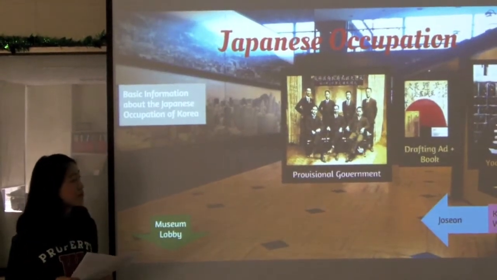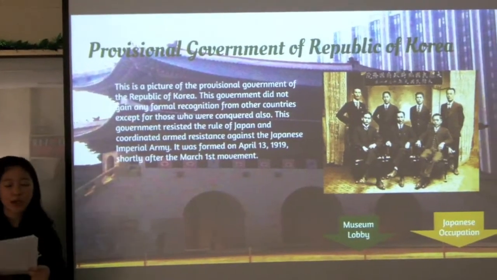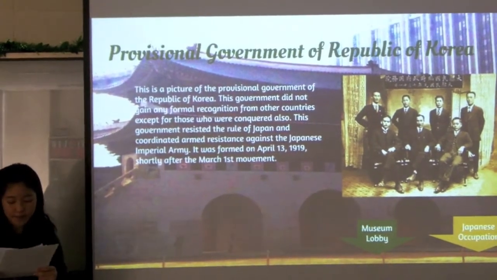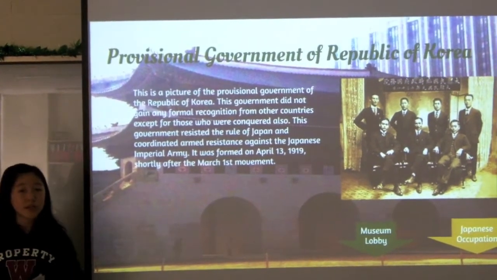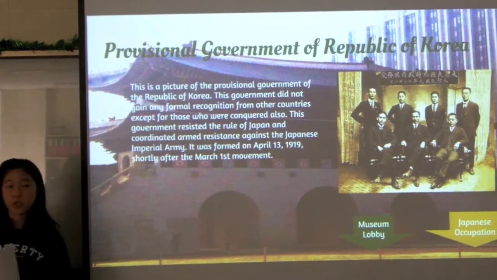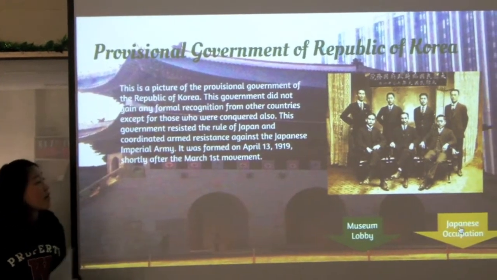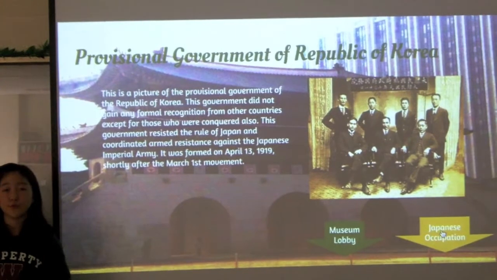And also the provisional government is like an emergency government for Korea that was happening during the Japanese occupation. They actually fought for independence during the Japanese occupation, and they were the ones who led all the movements.